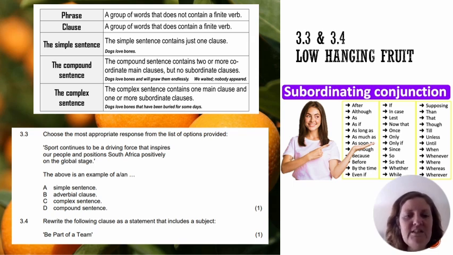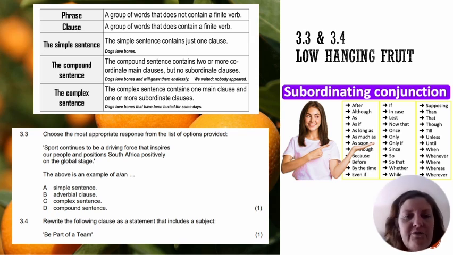Okay, 3.3 says choose the most appropriate response from the list of options provided, and they give us a sentence. Sport continues to be a driving force that inspires our people and positions South Africa positively on the global stage. Okay. So, the above mentioned is an example of a simple sentence, an adverbial clause, a complex sentence, or a compound sentence. So, they're testing our knowledge of sentence structure here. And if you don't have good knowledge of sentence structure, then you very much need to go and study it.